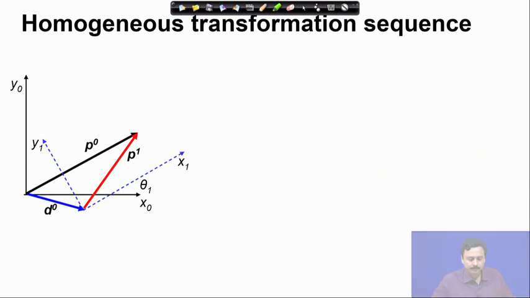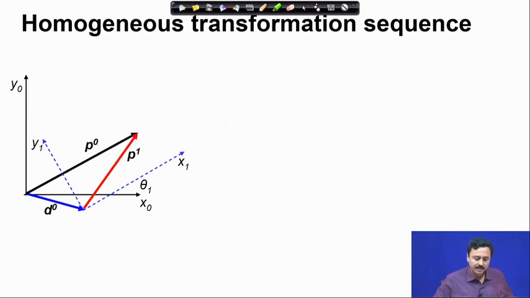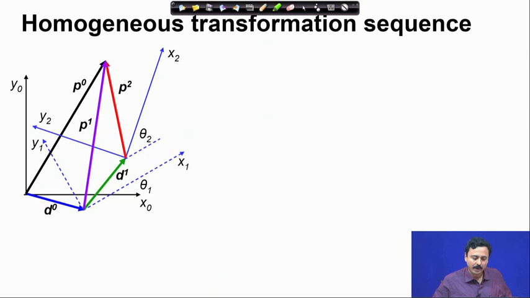Now, if you have a sequence of rotations. I have first x1 y1. So, a body moves from x0 y0 to x1 y1 and this x1 y1 to x2 y2. In the frame x2 y2 we have the vector p2. I would like to find out the relation between p0, which is in frame x0 y0, and p2, which is in x2 y2.